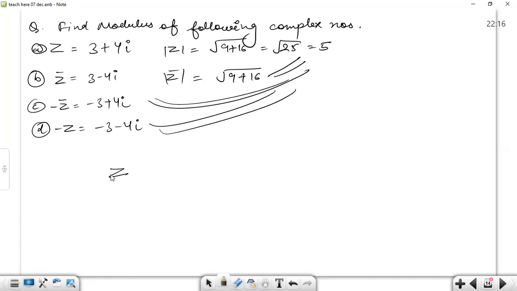From here we can draw a conclusion. The modulus of a complex number and its conjugate are equal. The conjugate is the complex number in which the sign of the imaginary part is changed. Simple. And its magnitude is also equal to this. Clear? Any doubts?